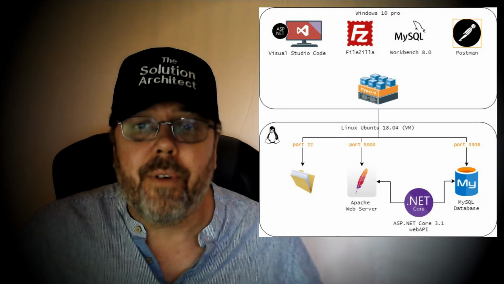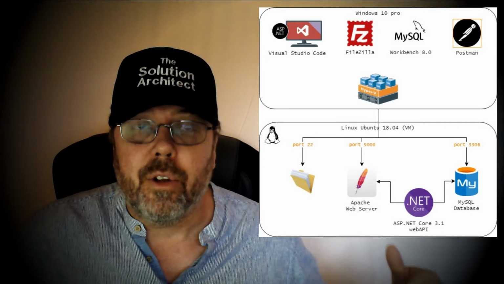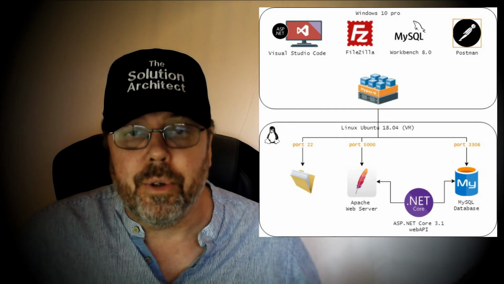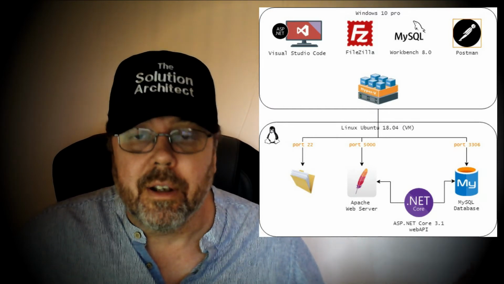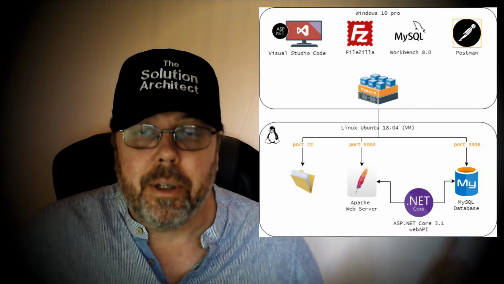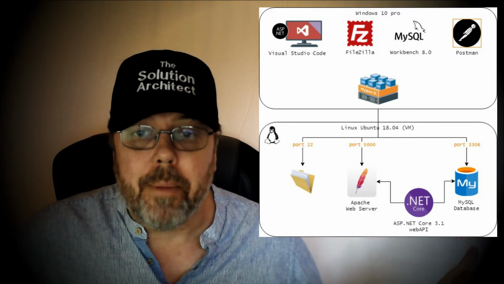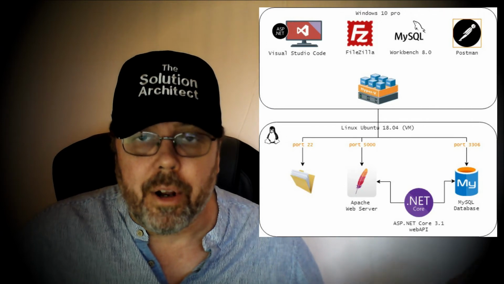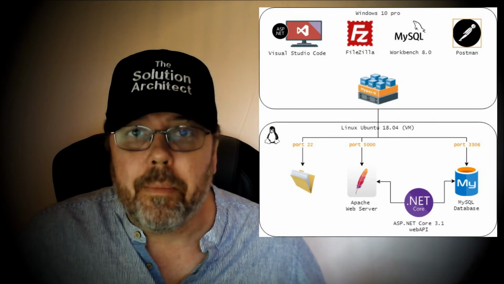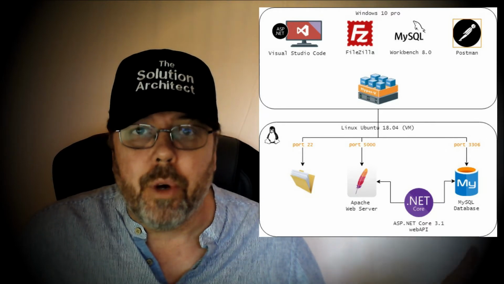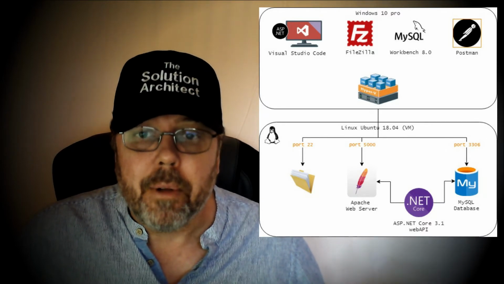As you can see there, FileZilla is going to then use FTP to copy that over to the Linux server, and I'm going to show you how then to release that ASP.NET code as a web API and make it available on Apache. I'm also going to use things like Workbench. I'm going to show you how I use Workbench to create a database and create a table for that database.